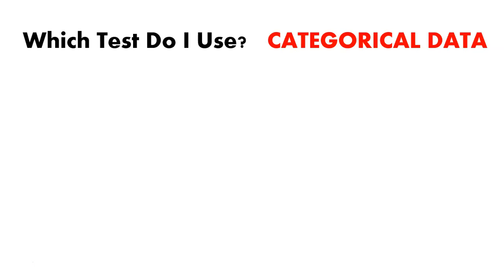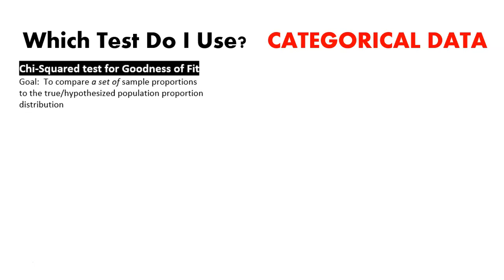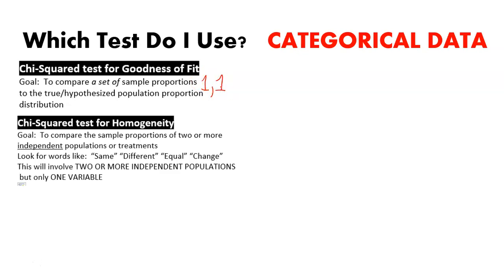So all of these are for categorical data. So you always need to start there. Do I have categorical data? Yes. Chi-squared goodness of fit test is for a set of sample proportions for one population. So you have one population, you have one variable. Chi-squared for homogeneity, you're comparing two or more independent populations, but you still only have one variable. So one variable, one population up here. For a chi-squared test for homogeneity, you still have one variable, but you're comparing the distributions against two or possibly more populations or treatments. Buzzwords you want to look for.